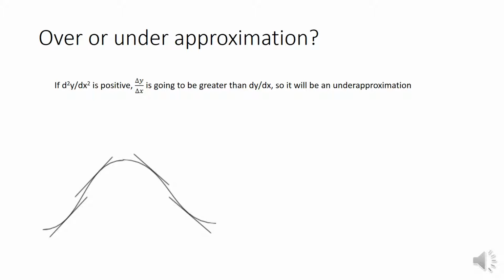So if the function is concave up, meaning the second derivative is positive, that means that the slope of the function over your interval is going to be increasing. So the actual change in y over change in x is going to be greater than dy/dx at that particular point. So you're going to end up having an under approximation.